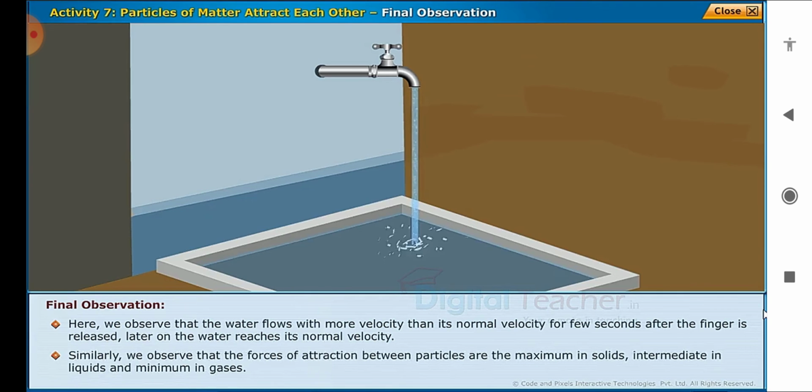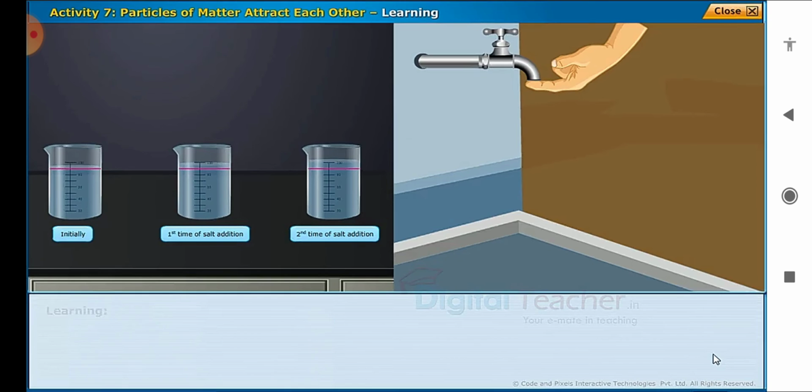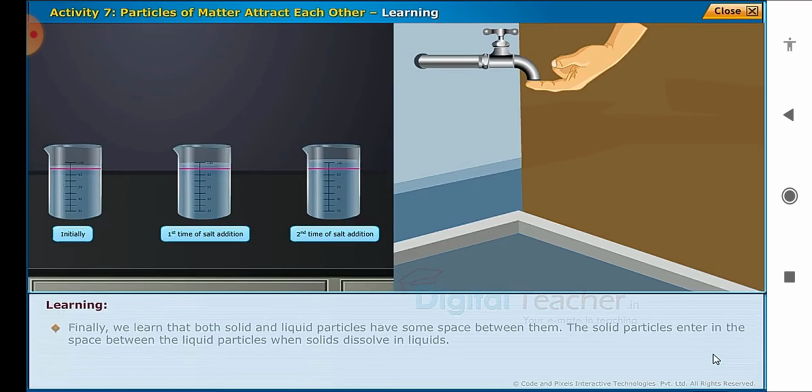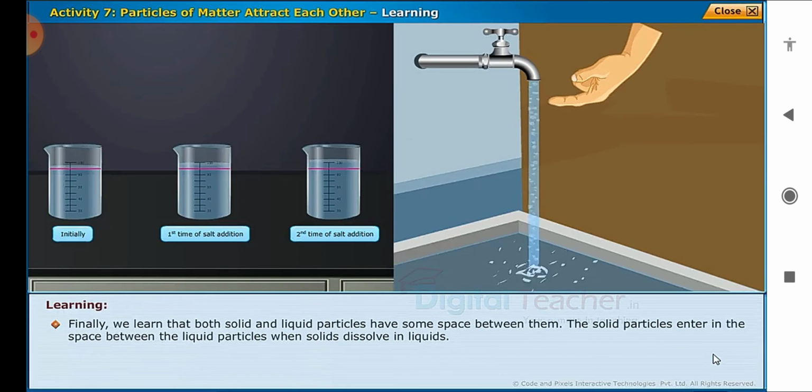Similarly, we observe that the forces of attraction between particles are the maximum in solids, intermediate in liquids, and minimum in gases. Finally, we learn that both solid and liquid particles have some space between them. The solid particles enter in the space between the liquid particles when solids dissolve in liquids.